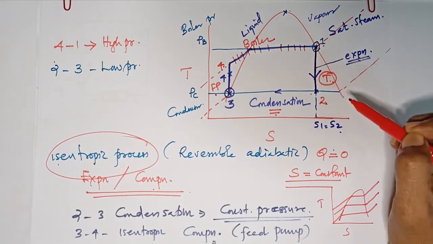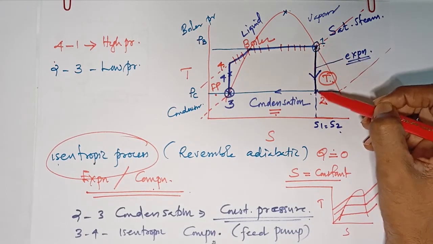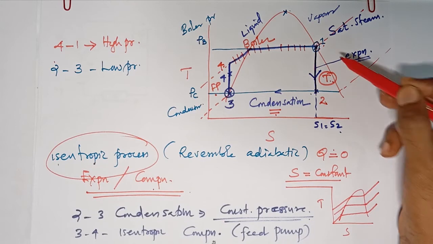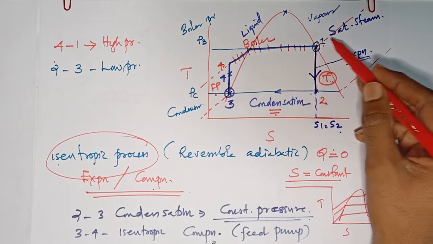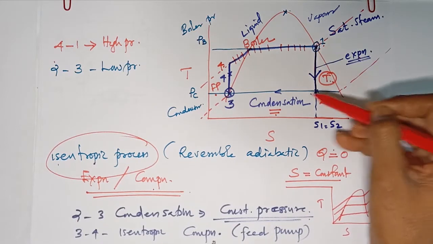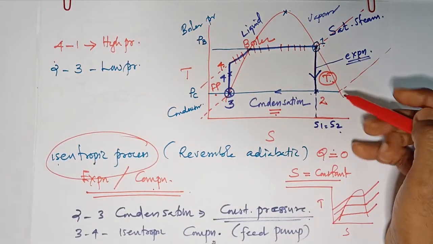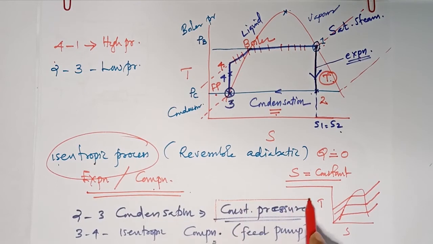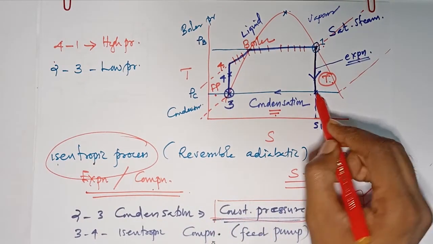The entropy is constant. The steam is expanded from high pressure to low pressure. Then 2 to 3 is condensation. It is a constant pressure condensation process. It is being converted into liquid.